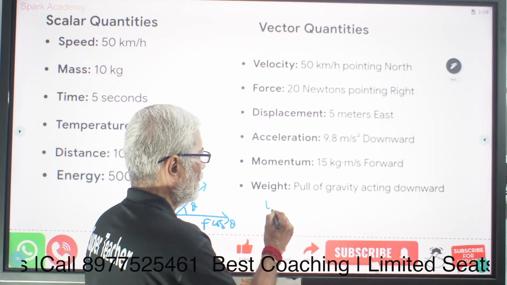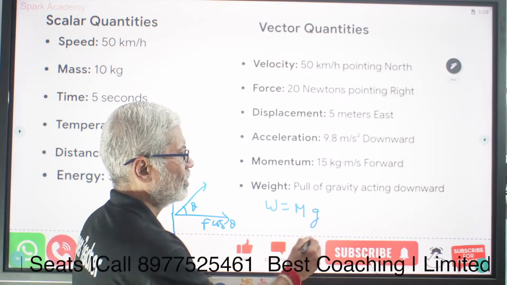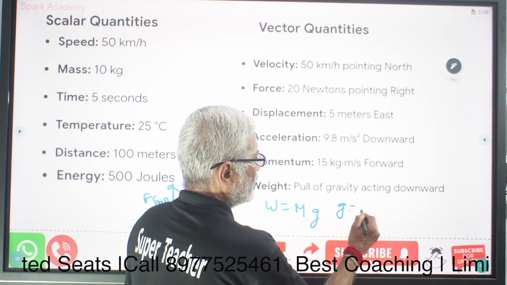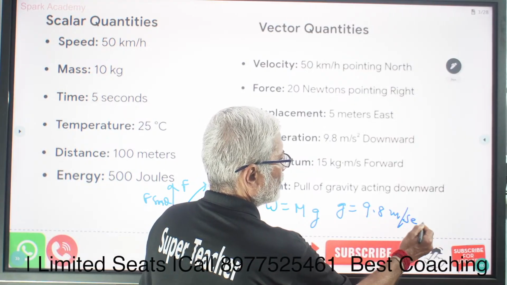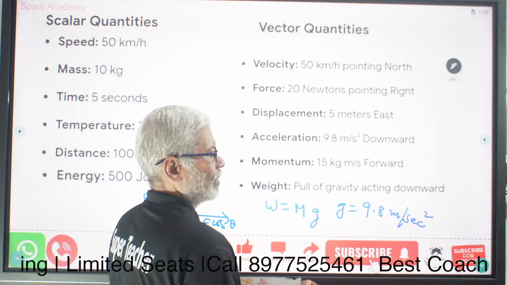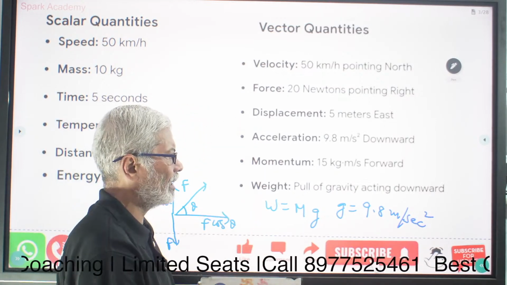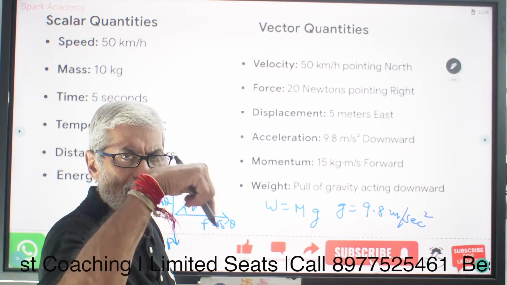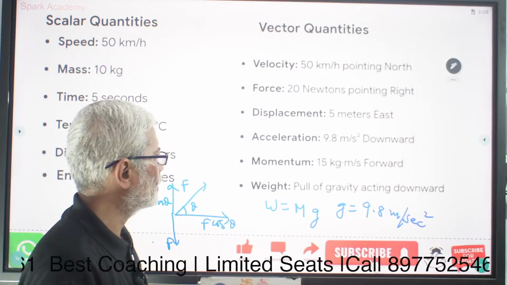Weight is nothing but mass into gravity. Gravity is nothing but acceleration due to gravity. The value of g is 9.8 meters per second square, or 10 meters per second square also you can use. Then that becomes a weight. Weight is nothing but a force which is being applied vertically or horizontally.